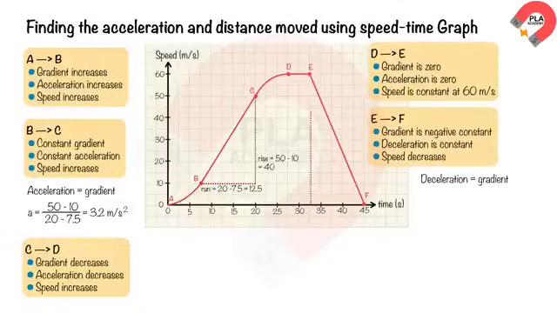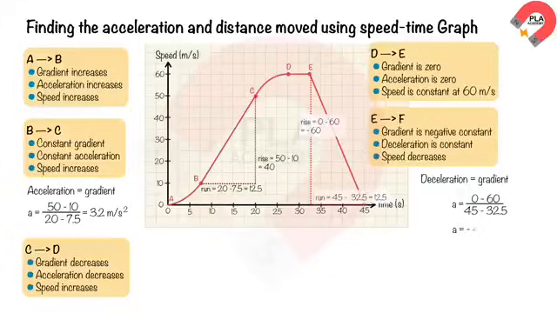We draw a right triangle. Here is change in y, or rise, is equal to 0 minus 60 equals minus 60. Here is change in x, or run, is equal to 45 minus 32.5 is equal to 12.5. Since the deceleration is equal to minus 60 divided by 12.5 equals minus 4.8 meters per second squared.